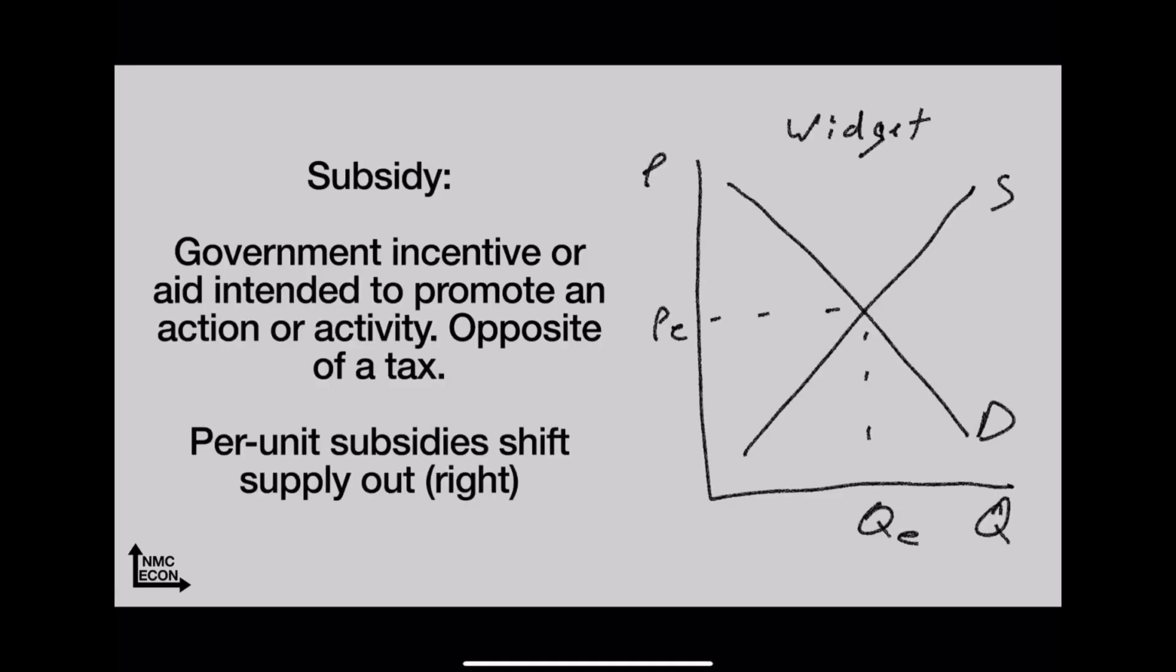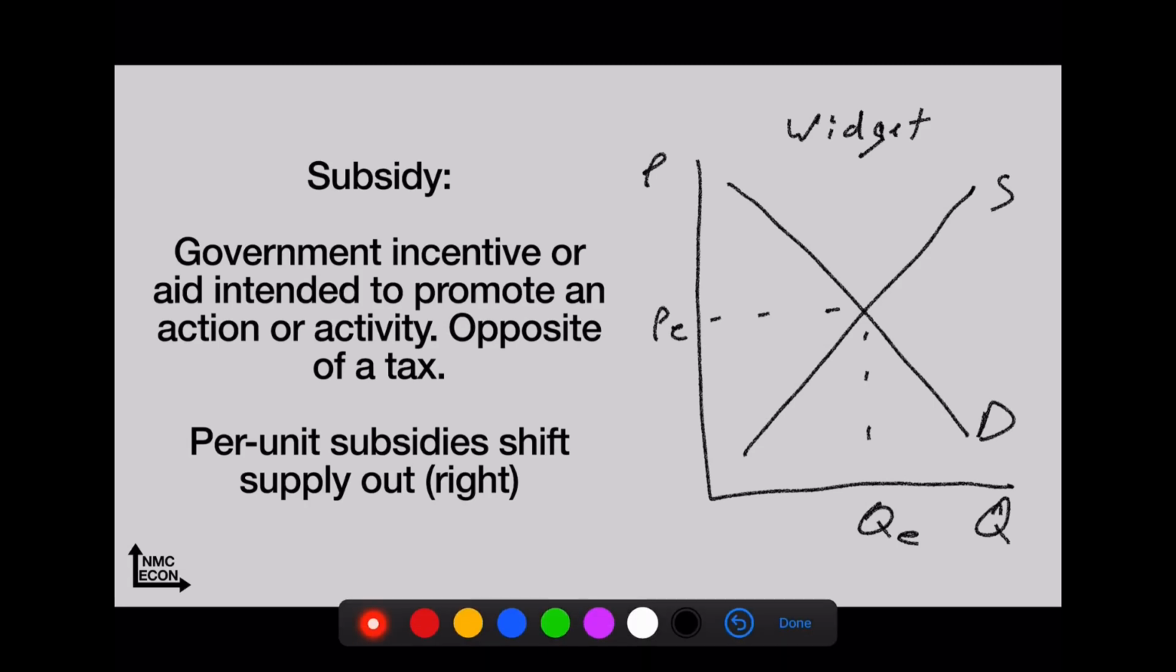A subsidy. This is basically the opposite of a tax. It's a government incentive or aid intended to promote an activity or action. It's kind of the opposite. So instead of shifting supply inwards, we will shift supply outwards. Maybe we call it S sub S for supply with the subsidy. Shift that outwards. Again, subsidies will reduce the price, PE2, and increase the quantity at equilibrium.